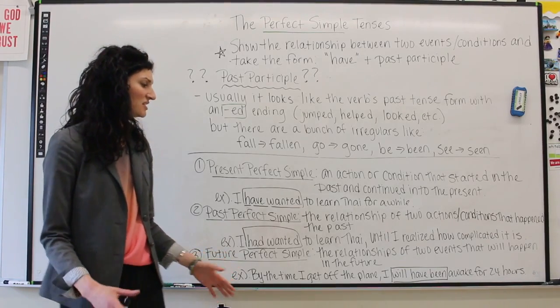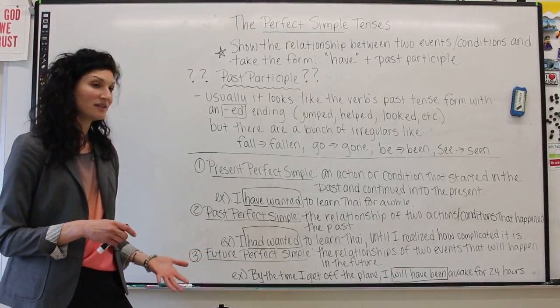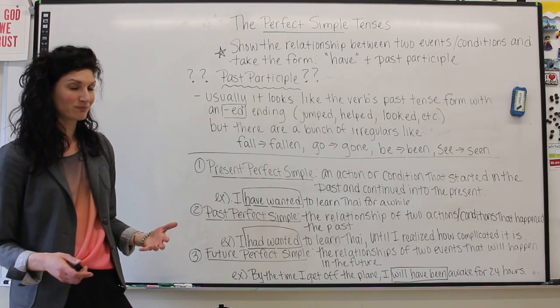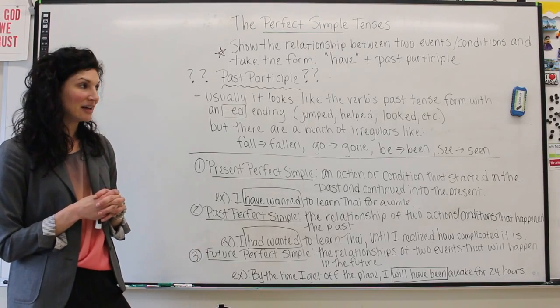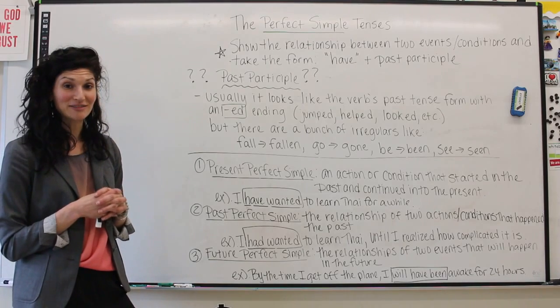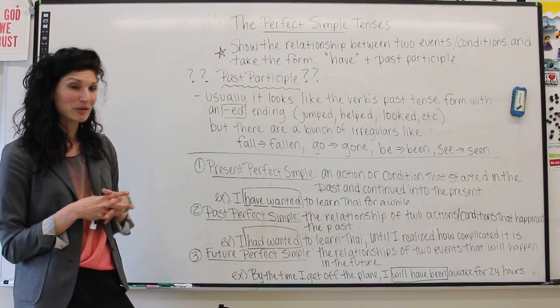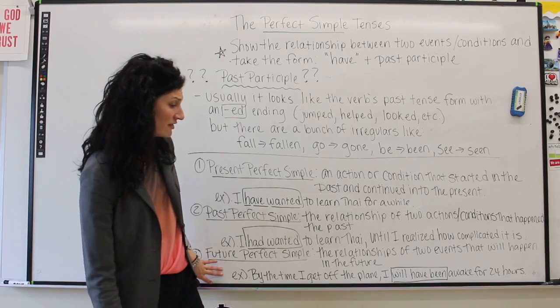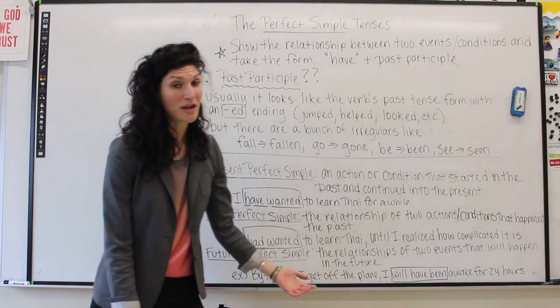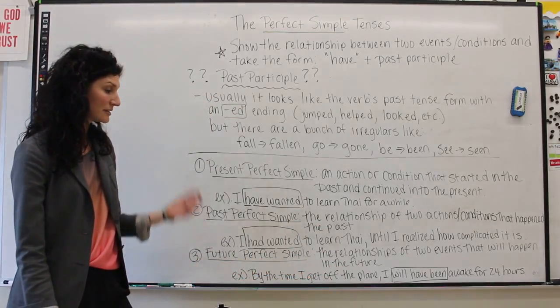We usually use that to describe the relationships of two events that will happen in the future. Now, I'm sure that you can probably see the pattern of how to identify this verb tense, but let's take a look at the example. By the time I get off of the plane, I will have been awake for 24 hours.